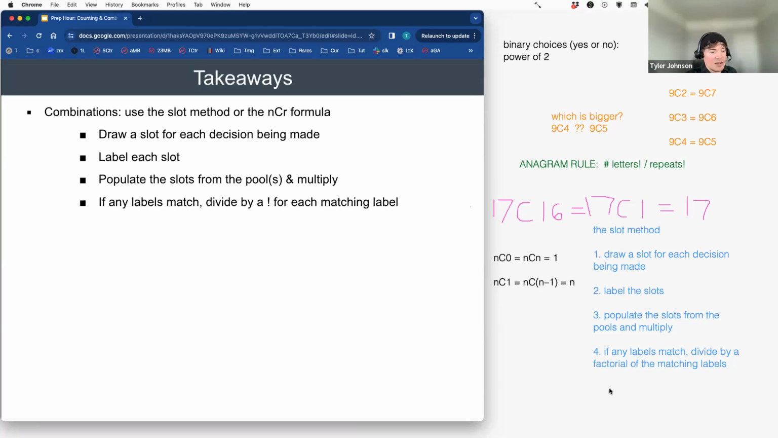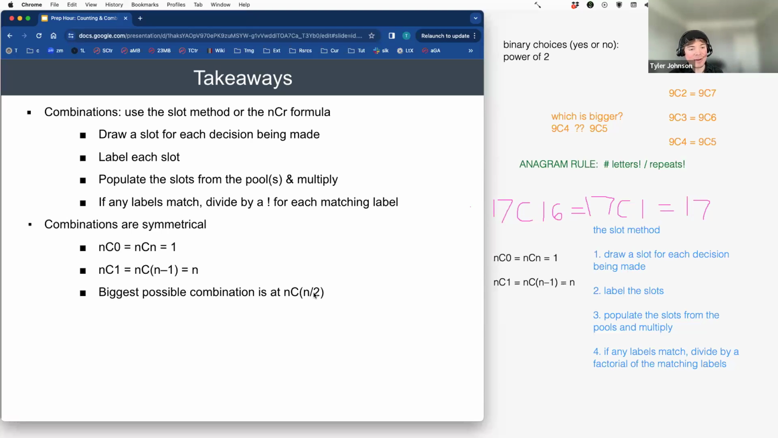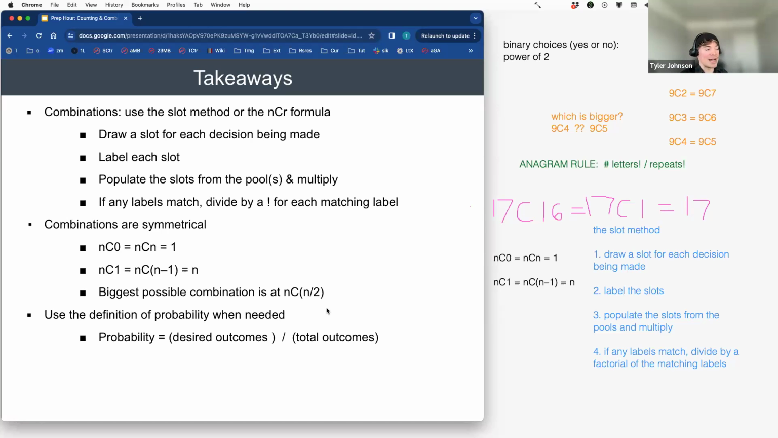And as we just saw, combinations are symmetrical, right? The number of ways to pick nothing is the same as the number of ways to pick everything. The number of ways to pick one thing is the same as exclude one thing. And then it's always biggest at that halfway point when you're in the middle of the pool. And finally, in that last example, the nastiest combination problems you'll ever see on the GRE are these hybrids that also incorporate probability. But to tackle those, you just need to remember that probability is your desired outcomes divided by the total outcomes.